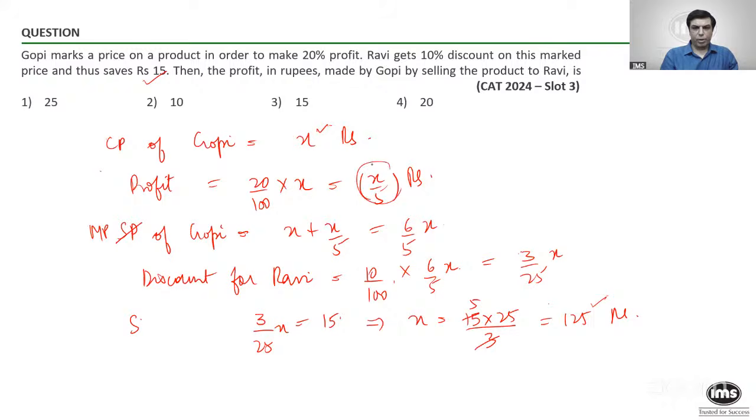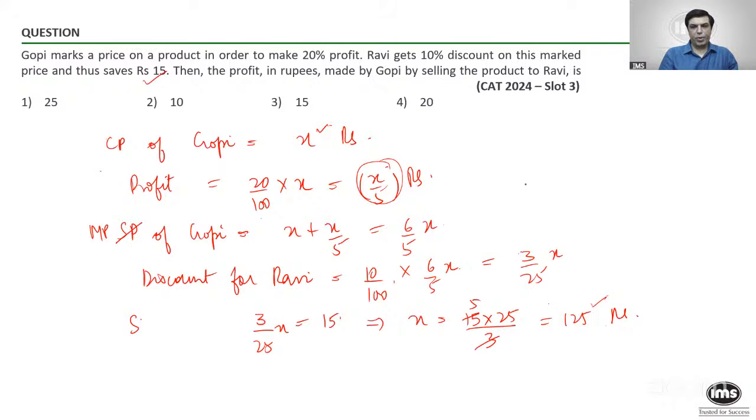This is the profit, x by 5, right? So how much is x by 5 here? The profit made by Gopi is what we need to find. Let me see just a second. Mark price of Gopi is 6 by 5x, and then discount is 10% of that. So that is 6 by 50 or 3 by 25x. And this is given to us. Ravi gets 10% discount and saves 15 rupees, 125. 125 rupees is what we've got as the cost price. Okay, so the question is the profit made by Gopi.